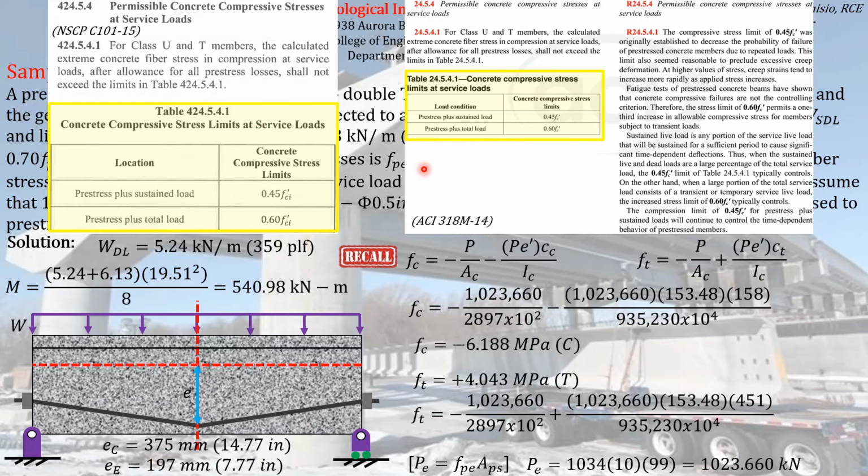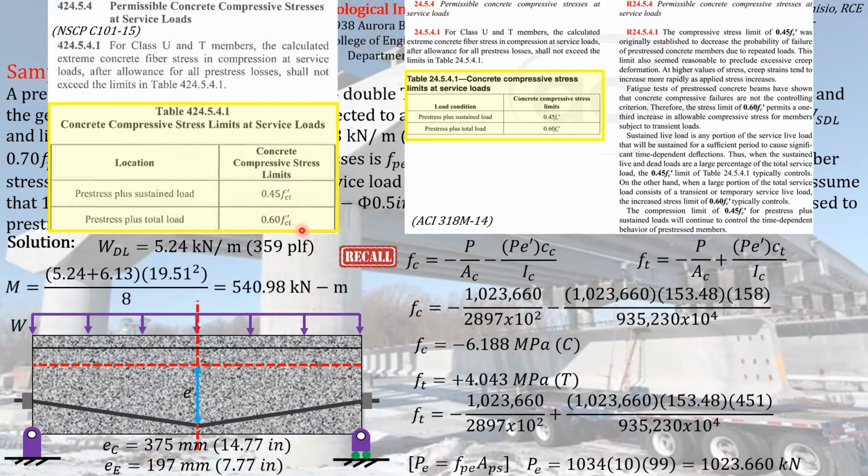So according to the code, at service load condition, the limiting compressive stress on the concrete itself must not exceed the values given here on this table. For pre-stress plus sustained load, it must not exceed 0.45 FC prime, and for load condition of pre-stress plus total load, the compressive stress acting on the concrete element must not exceed 0.6 FC prime. So you have to use FC prime. So again, take note of that typographical error from our local code.